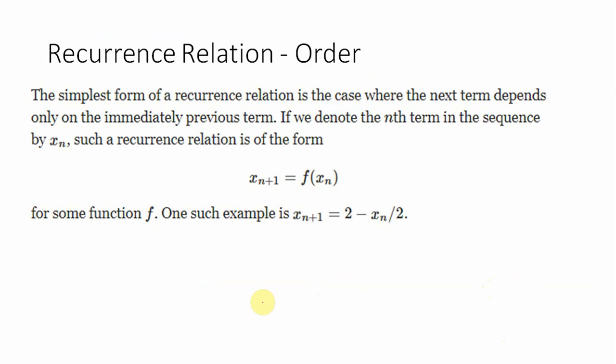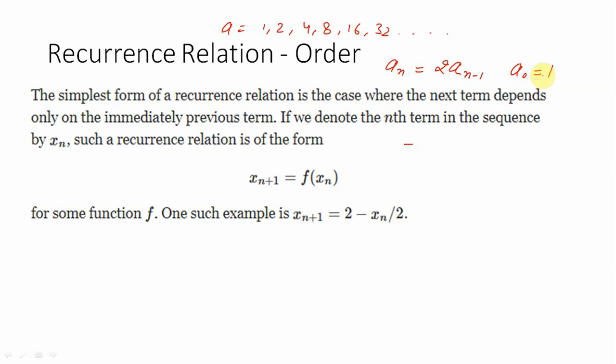Next, let's talk about the order of a recurrence relation. The simplest recurrence relation would be one where every term is dependent only on the previous term. Say for example, I have the series 1, 2, 4, 8, 16, 32, and so on. Let us say this is the series A. So I can say An is equal to 2An minus 1. That means each term can be obtained by simply multiplying the previous term by 2. And I will specify the initial condition, A0 is equal to 1.